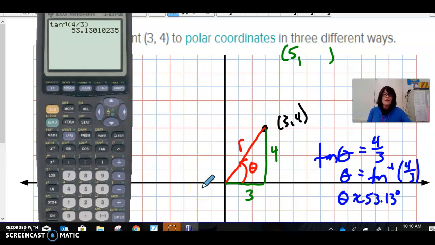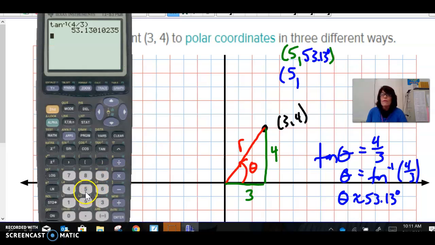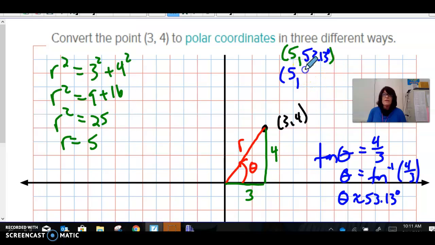Okay, so one of my answers is 5, 53.13 degrees. Okay, another way might be to describe it. I'll just add 360 to that, right? Let's add 360 to that. Plus 360. There we go. I'm going to say it's 413.13 degrees. Okay.